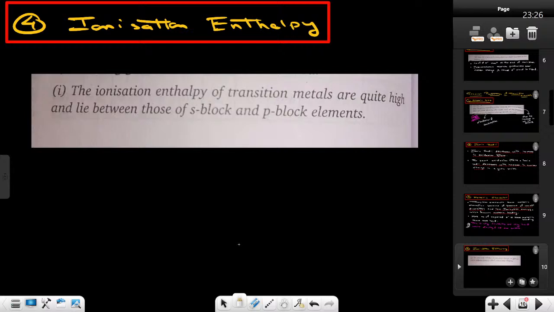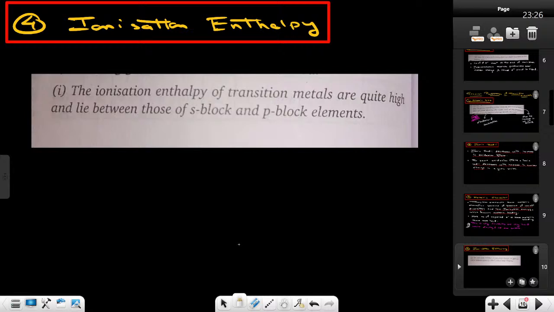Nuclear charge will be lower on the left. As we are moving towards the right, nuclear charge increases. The transition elements are in the middle, so they have a higher nuclear charge as compared to S block elements.